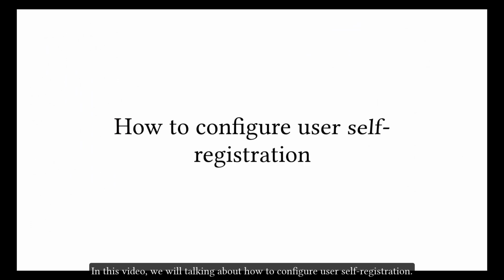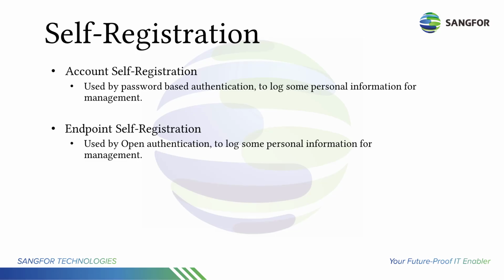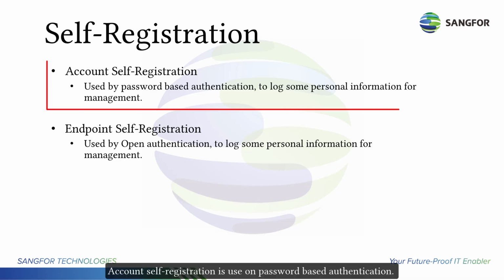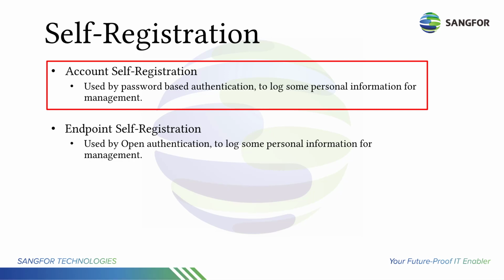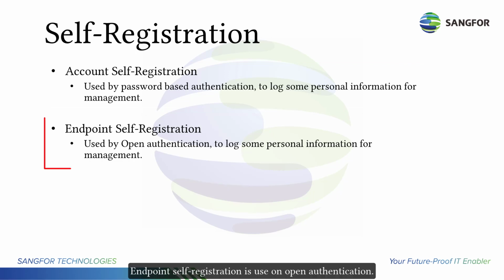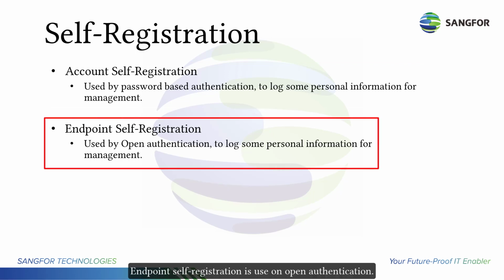In this video, we will be talking about how to configure user self-registration. User self-registration is divided into two parts: account self-registration and endpoint self-registration. Account self-registration is used with password-based authentication. It is used to log some personal information for management use. Endpoint self-registration is used with open authentication. It is used to log some personal information for management use.